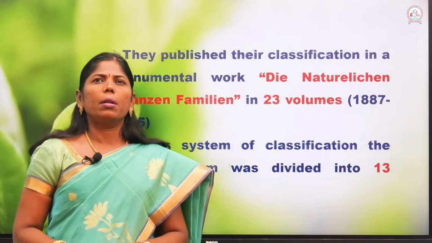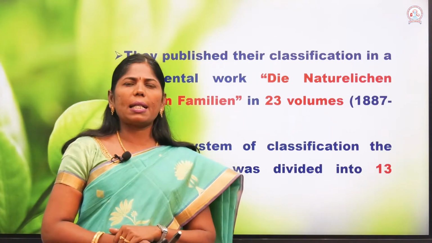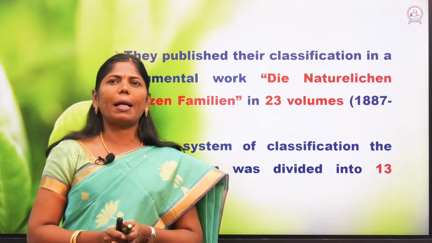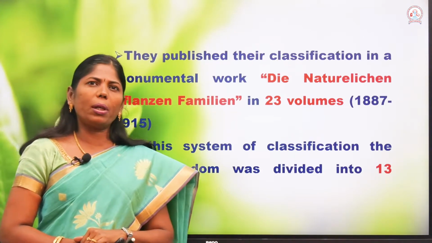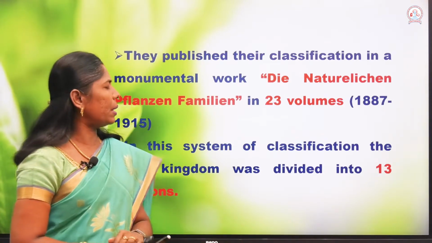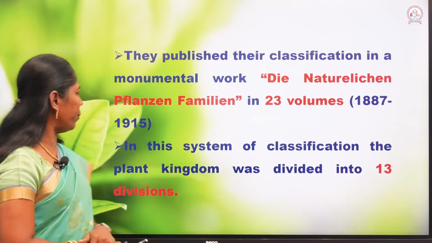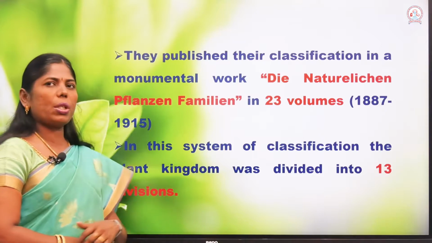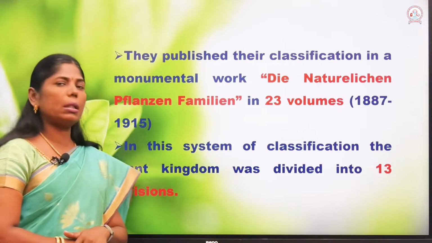Okay, so they published their classifications. அவங்க எழுதின அந்த phylogenetic classification ஒரு bookல எல்லாமே நோட் பண்ணிருக்காங்க. Die natürlichen Pflanzenfamilien அப்படினு சொல்லக்கூடிய ஒரு bookல they explained the phylogenetic relationship between the organisms, which is divided into 23 volumes. இதுல 23 volumes இருக்கு. So the classification is divided into 13 divisions.